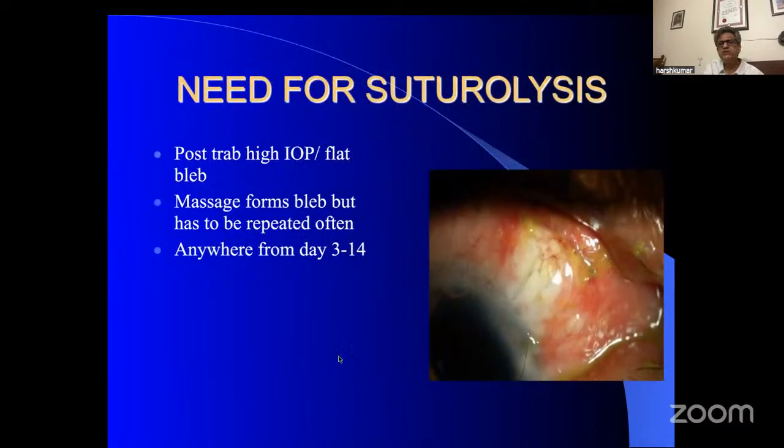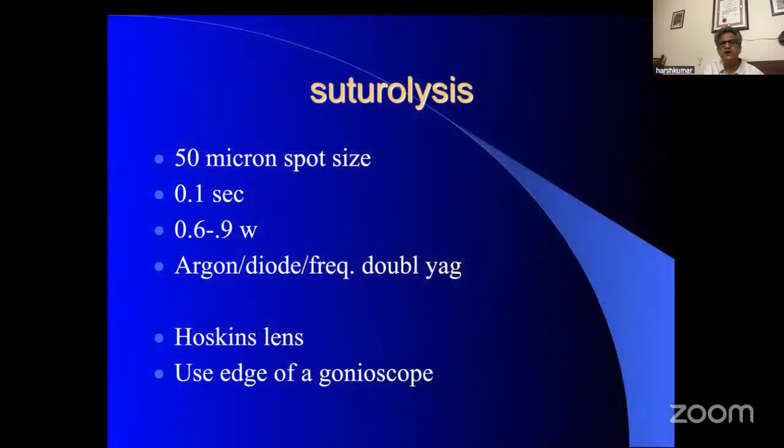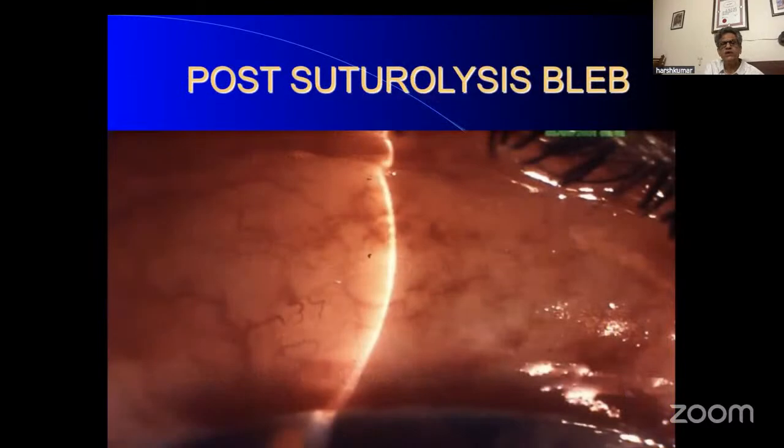A simple thing is suturolysis, but so many times it is required. I know most of us give releasable sutures, but many a time the releasable sutures break. Then what you can do is blanch the conjunctiva with tropicamide and then put in a lens. You can even put a gonioscope, and then you can just visualize and cut with a 50 micron spot size, 0.1 second, 0.6 to 0.9 watt. You can use any coagulative laser with a Hoskins lens, and you can see that the suture is cut, and the moment you press a little bit, you'll have a beautiful plug.